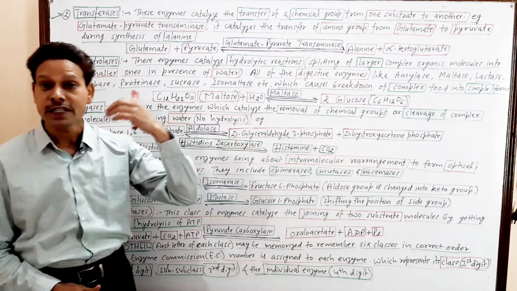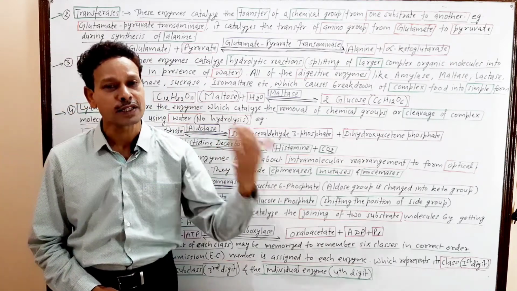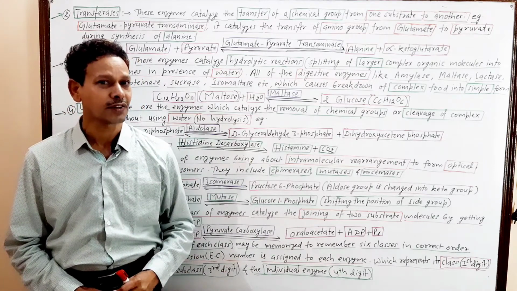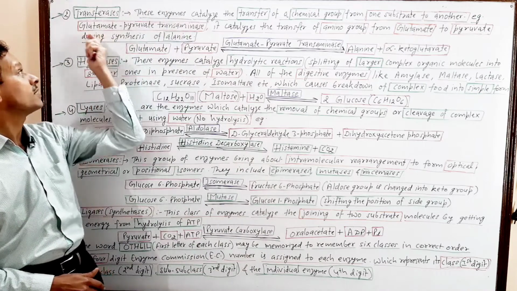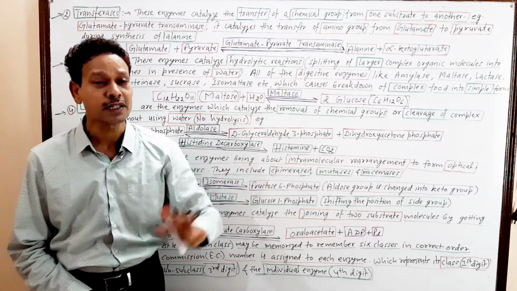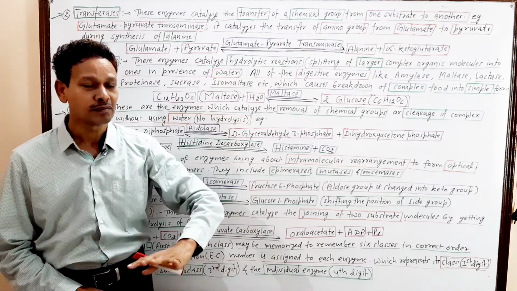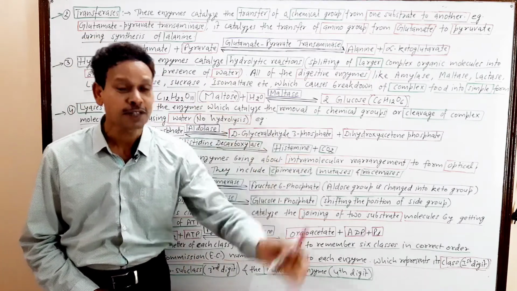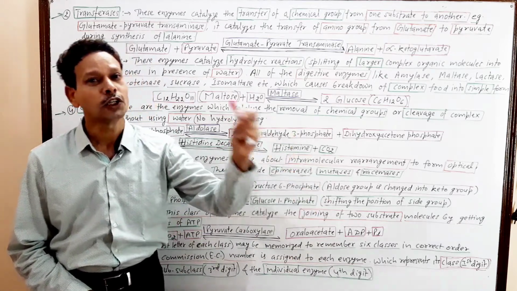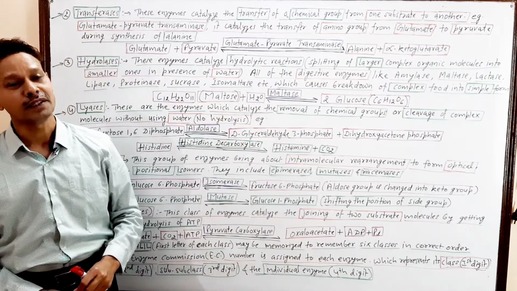First one is oxidoreductase, which means the enzymes are involved in oxidation and reduction reactions. And the second class is transferase. Very simple topic, BSc students. Transferase, as the name indicates, transfers one group from a substrate to another substrate.